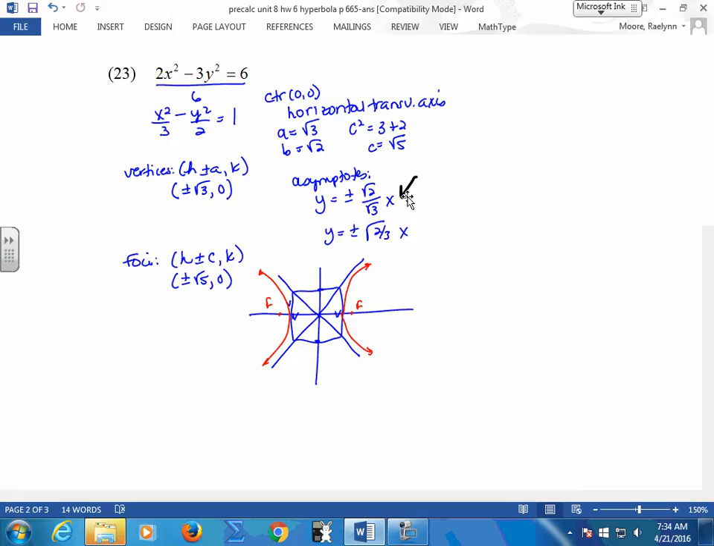So we can leave it with the radical in both? Yeah, absolutely. There's nothing else to do to that.